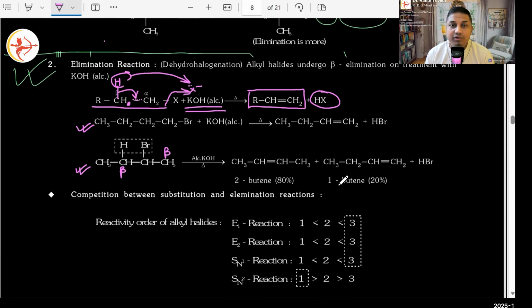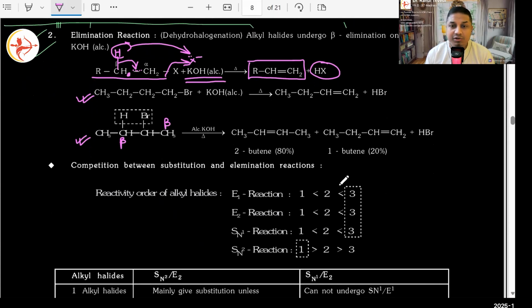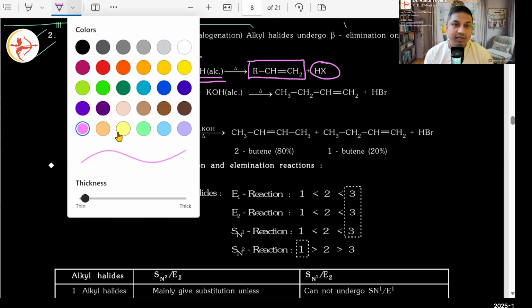Then we also saw the difference between E1 and E2 and all that. I hope you remember that. When the competition happens, this is very important. Let me mark this section as very, very, very important.